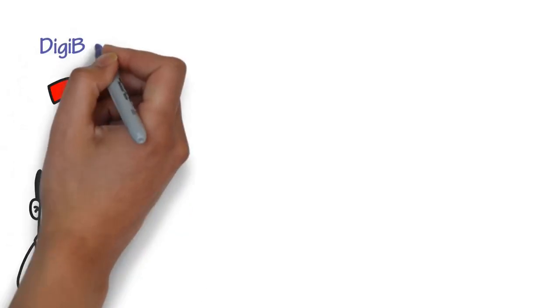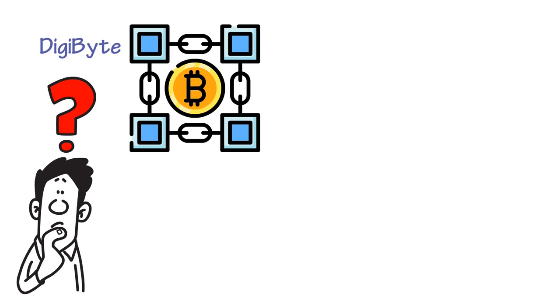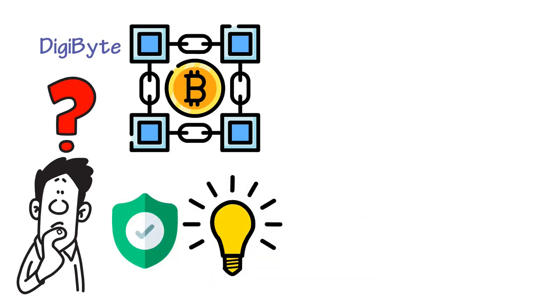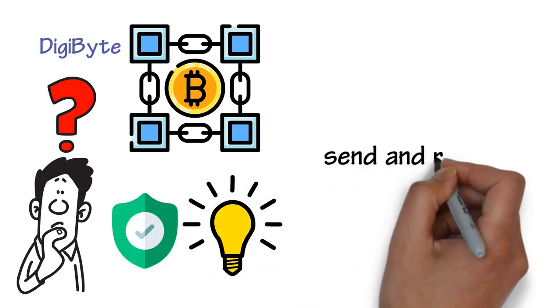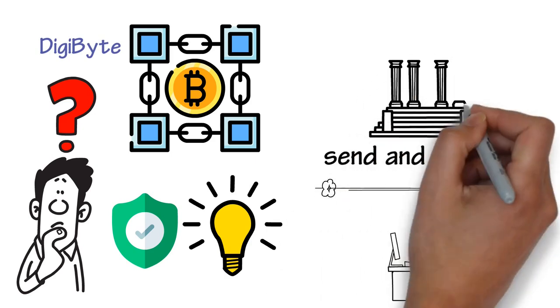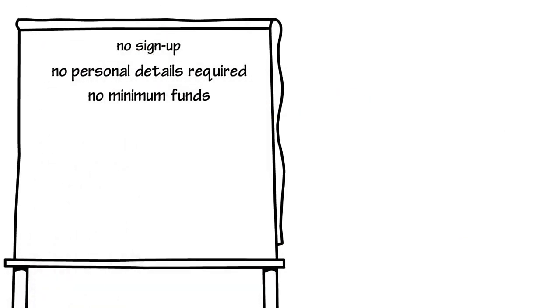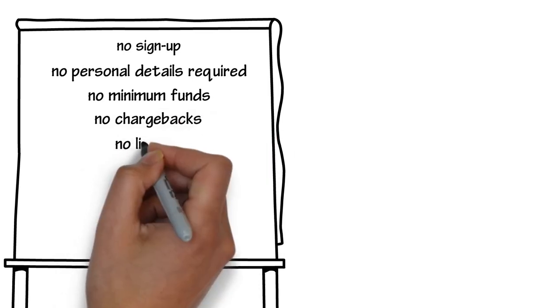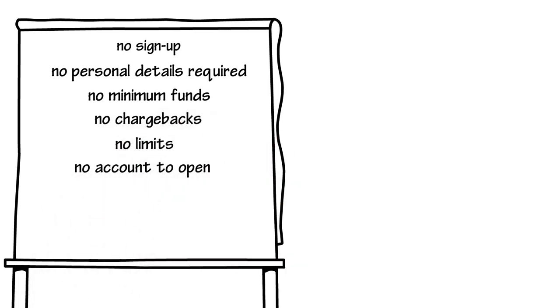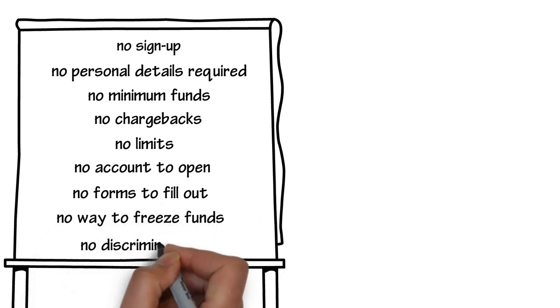What is DigiByte? DigiByte is a blockchain project, like Bitcoin, only faster, more secure, and forward-thinking. DigiByte allows you to send and receive funds instantly, across borders, and without a middleman such as a bank or a clearinghouse. There is no sign-up, no personal details required, no minimum funds, no chargebacks, no limits, no accounts to open, no forms to fill out, no way to freeze funds, and no discrimination.